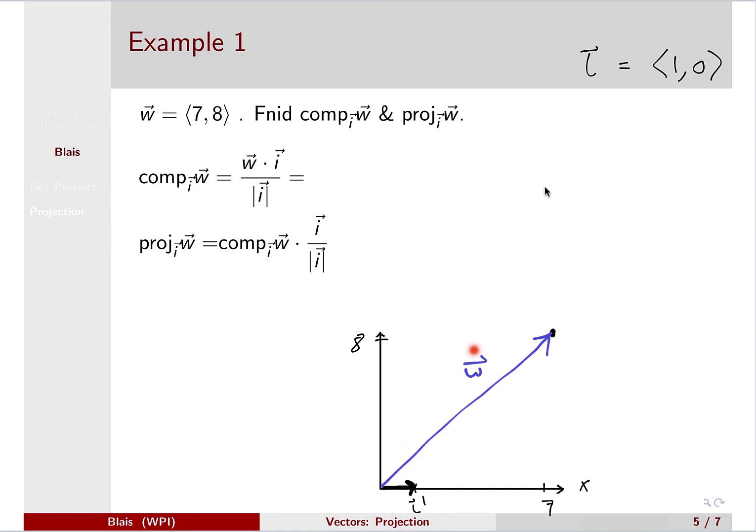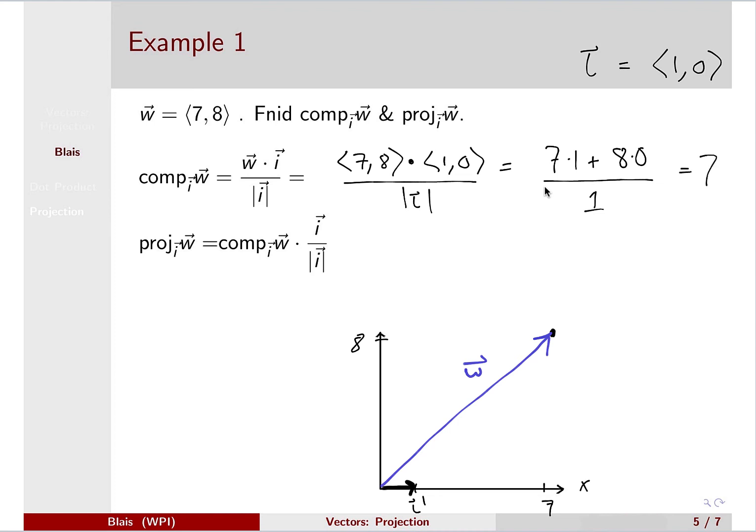So let's first find the component of W in the direction of I from our formula. So we have W dot I, which is the vector 7, 8, dot product, the vector 1, 0, divided by the length of I. Doing this dot product, we have 7 times 1 is 7, plus 8 times 0, which is 0, and the length of I, it's a unit vector, is 1. So we get 7, which is what we expected.